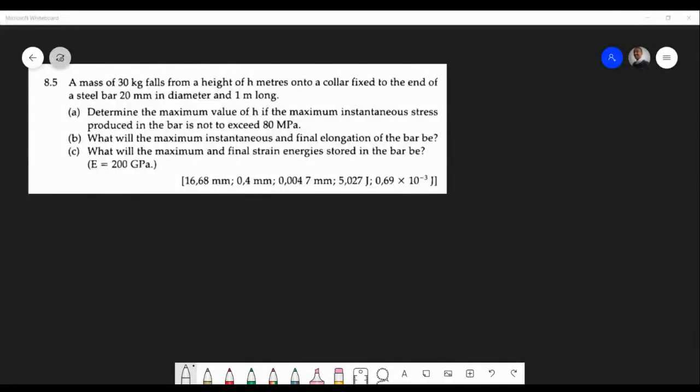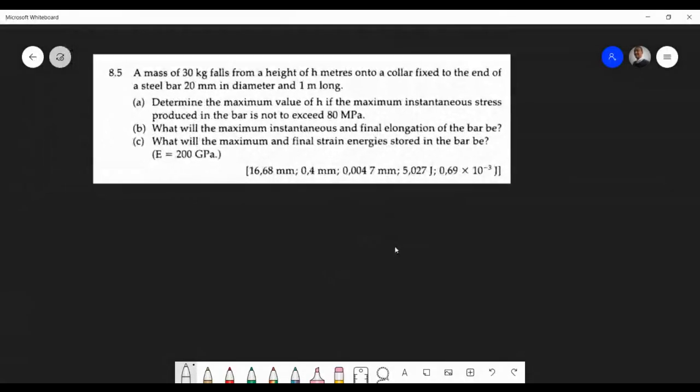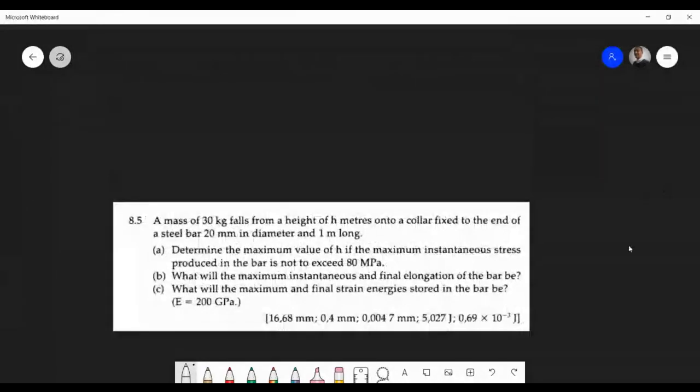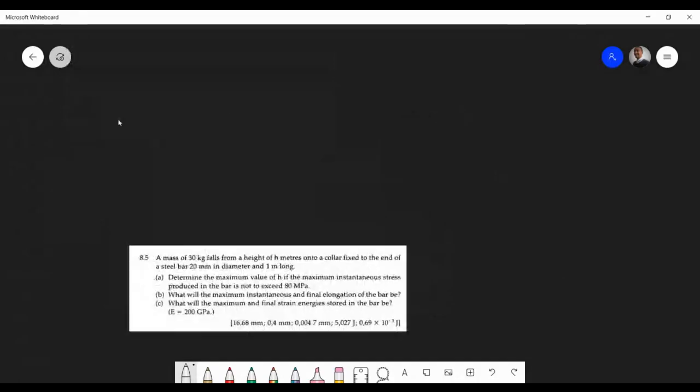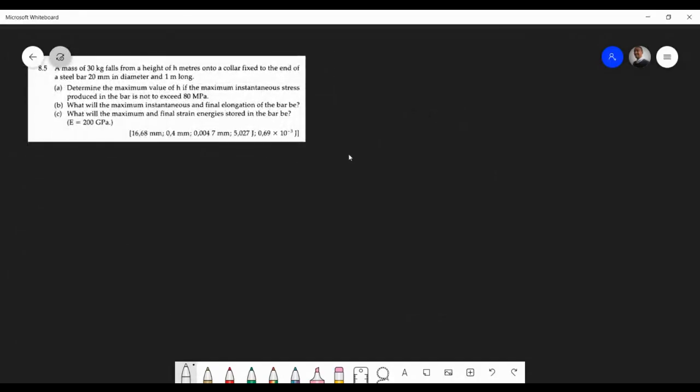Let's continue. So I left you with this example, and let's see who's able to solve it. There are a few discussions, and a bit more discussion really, which we can have.